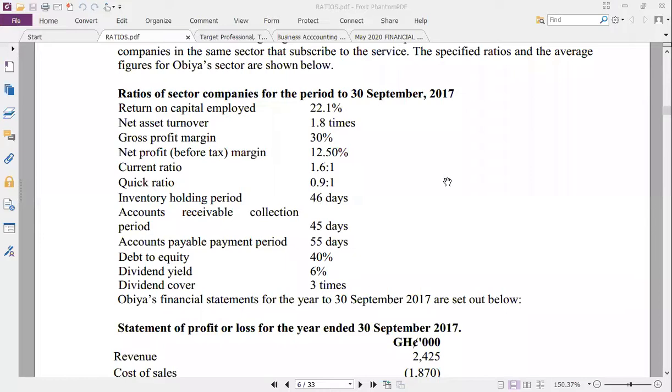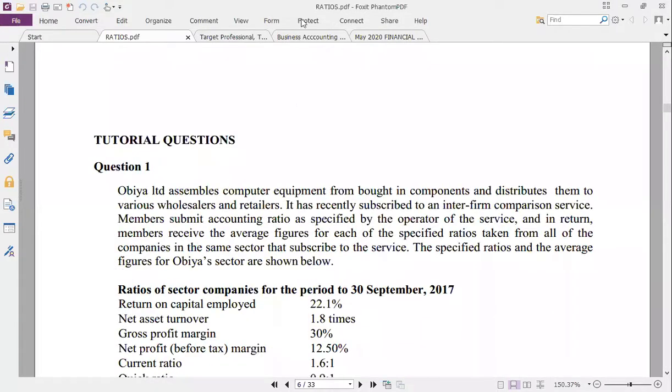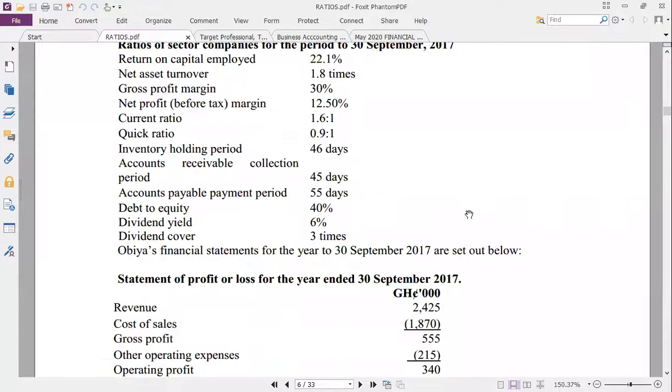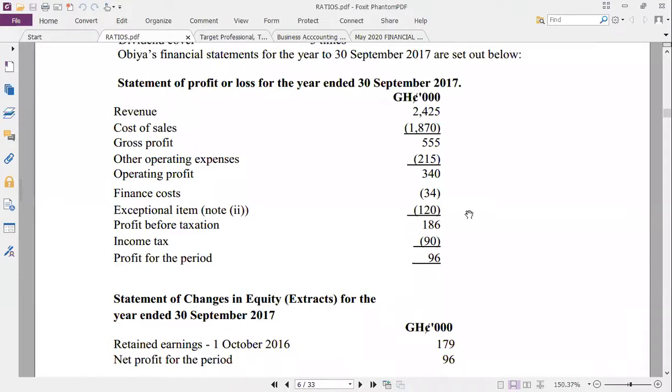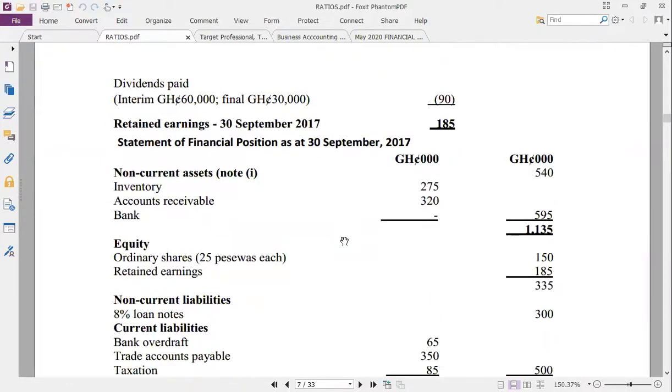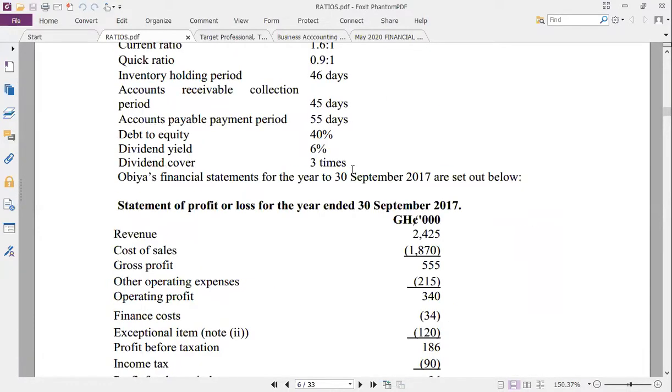So Obia. Let's go straight. Exceptional item, note 2. So dividend. Have you seen the dividend? Interim dividend is 60. Final dividend is 30. What we are interested in is the dividend of 90, not the breakdown. So they give us a profit and loss account for the year ended September 2017.